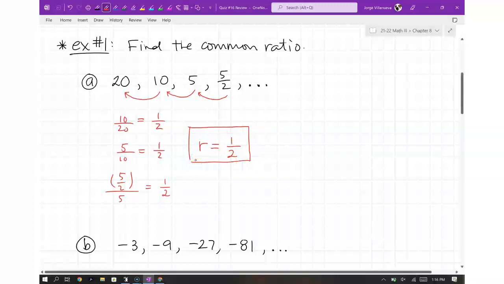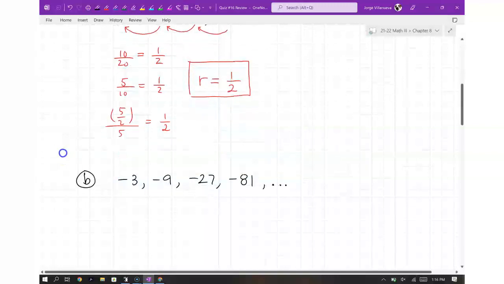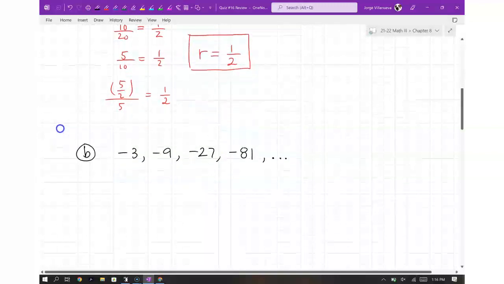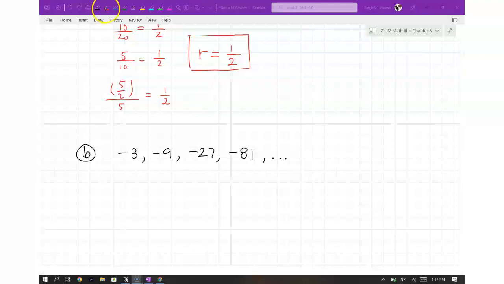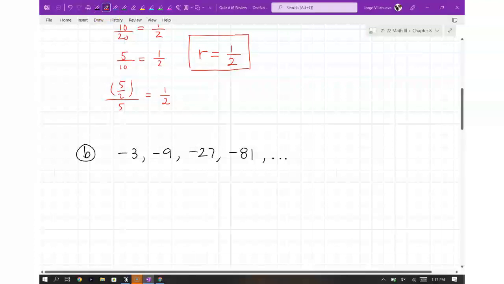So do me a favor, guys. Go ahead and try doing this problem right here. Just because it has negatives doesn't make it harder. It's just the same thing. You're just looking for division. All right, so does anybody have the answer for me? What is the R value? 3, right? So yeah, R is equal to 3.